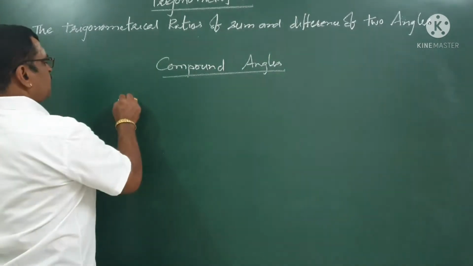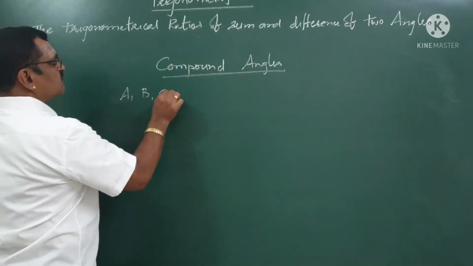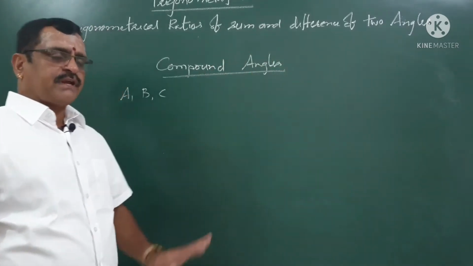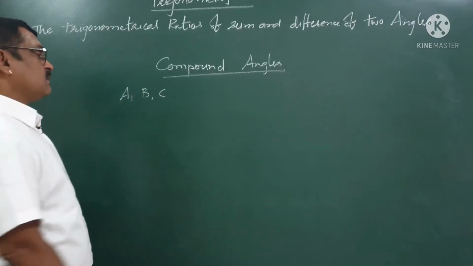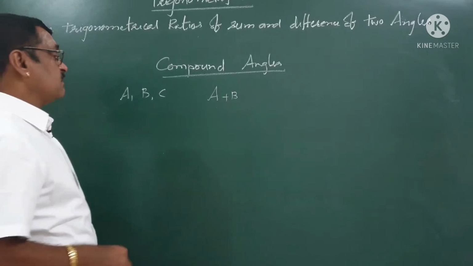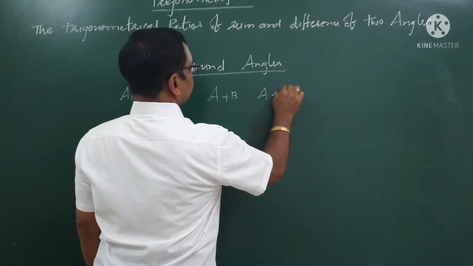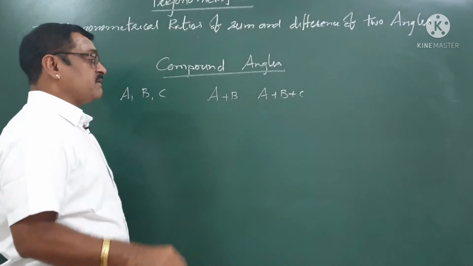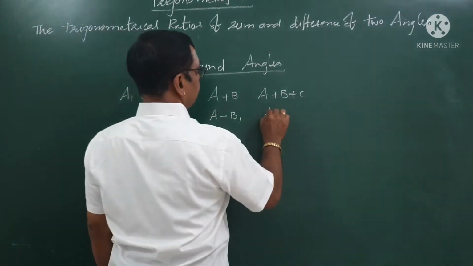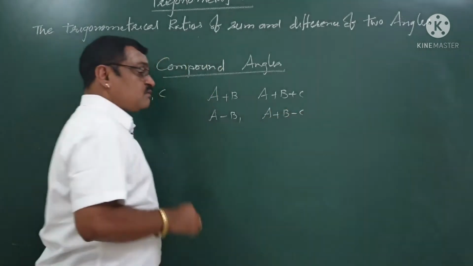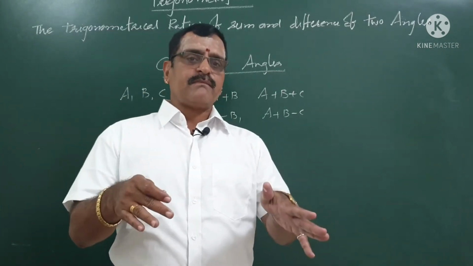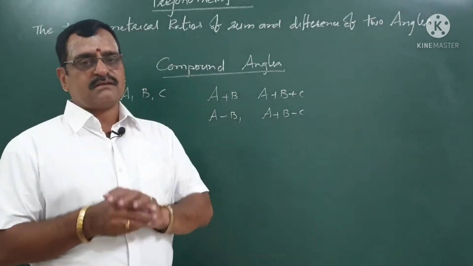Very simple. Let A, B, C be any angles. Of course, you can take one more also. Now this A plus B is a compound angle of A and B. A plus B plus C is a compound angle of A, B, C. Of course, you can have A minus B also, or A plus B minus C. So all possible linear combinations of these angles A, B, C are called compound angles.